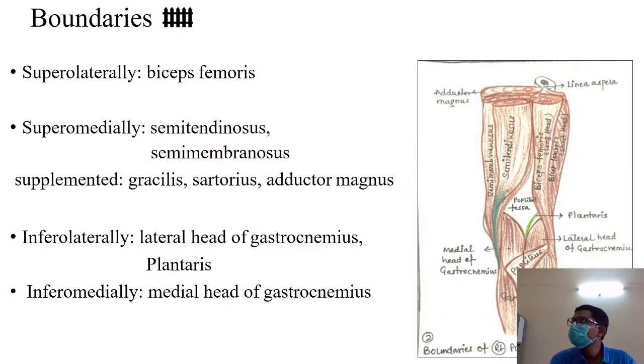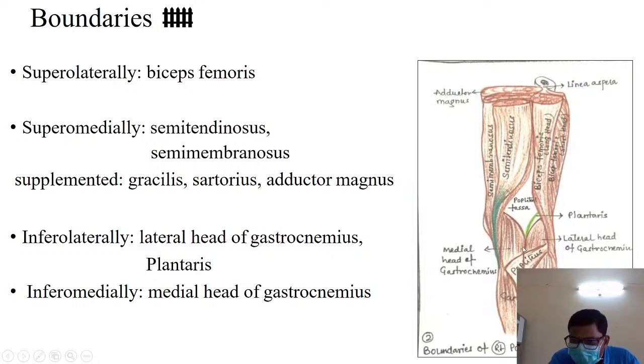And also, inferolaterally, if you see this one, inferolaterally you can see this is the lateral, this is one muscle, you can see a big muscle called the gastrocnemius muscle. Here it is written, you can see my cursor. This is the gastrocnemius muscle. So inferolaterally it is bounded by the lateral head of the gastrocnemius muscle.